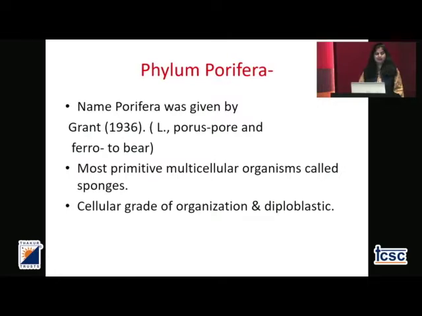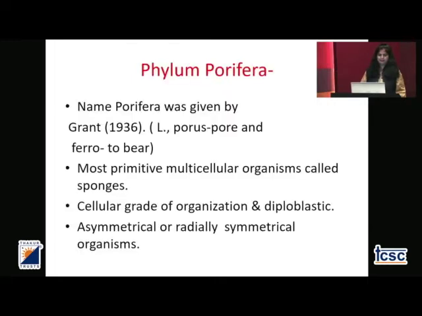They have a cellular grade of organization and the body wall is diploblastic in nature. Diploblastic means the body wall is made up of two layers, outer ectoderm and inner endoderm, and in between these two layers there is the presence of mesoglea, which is a gelatinous, non-cellular substance. Their body is either radially symmetrical or asymmetrical.